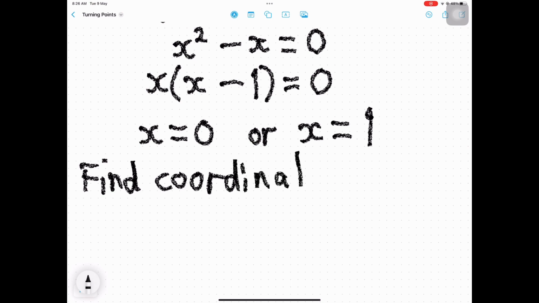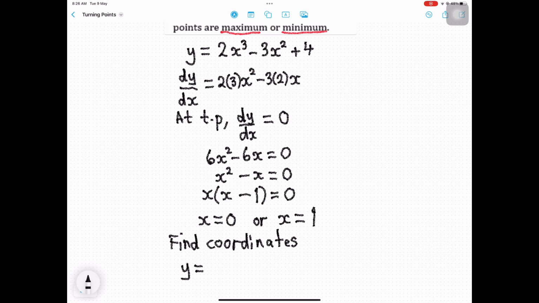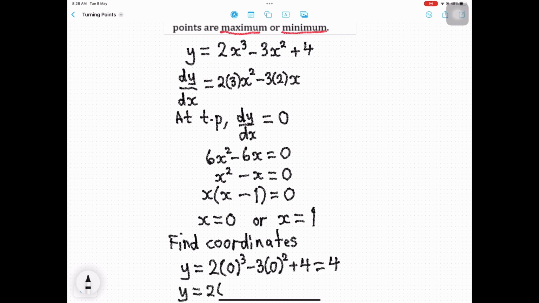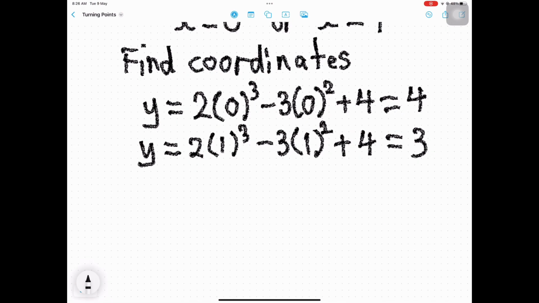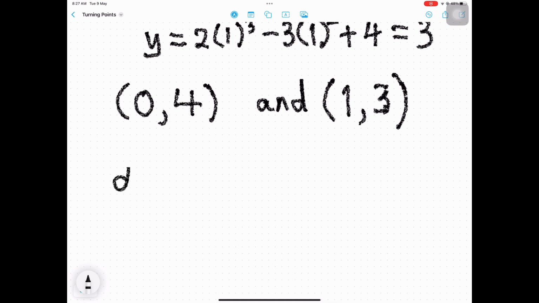To find your coordinates, you simply substitute into your y equation. The equation of the curve is 2x cubed minus 3x squared plus 4. You substitute into that equation and you get y equals 4 when x equals 0. When x equals 1, your y will equal 2 times 1 cubed minus 3 times 1 squared plus 4, which gives you 3. Now you combine the two coordinates, x and y. The first coordinate will be (0, 4), and the second coordinate will be (1, 3). These are the turning points of your curve.